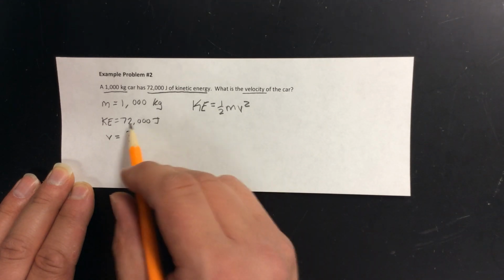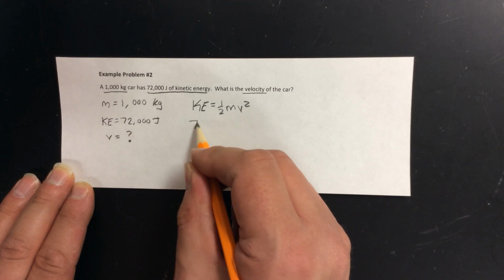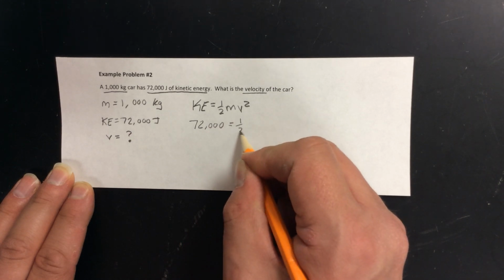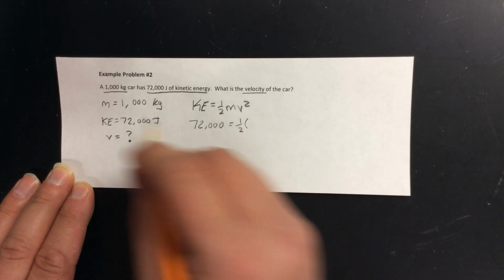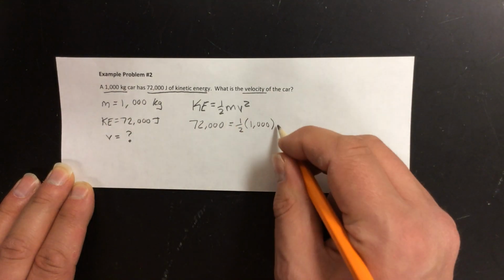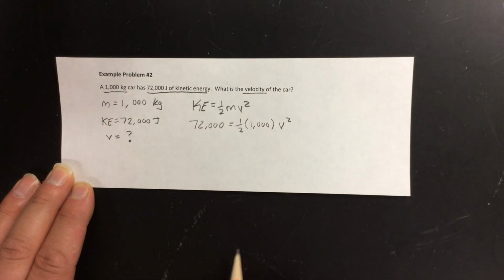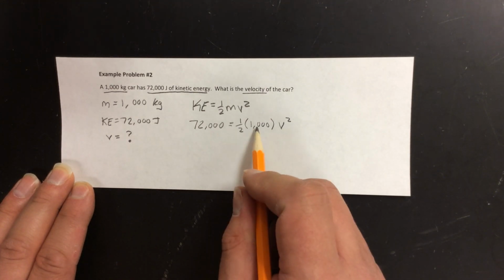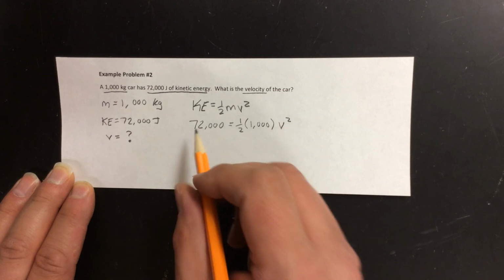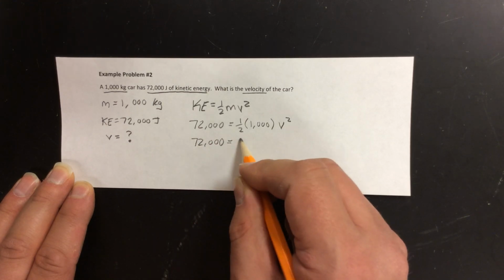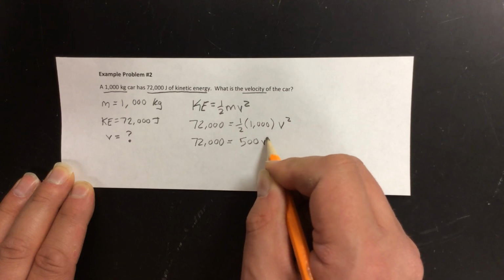Okay, next we plug in the numbers. I know the kinetic energy is 72,000 equals 1/2 times the mass, which is 1,000, times the velocity squared. Now to go from here to solve it, first I can multiply 1/2 by 1,000. That gives me 500. So 72,000 equals 500 times v squared.